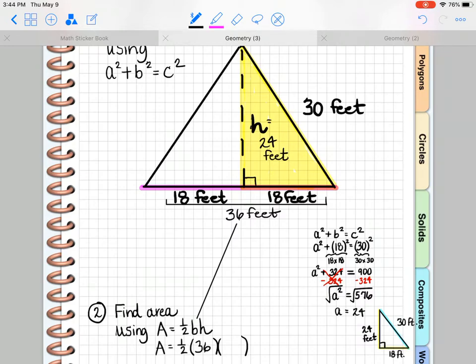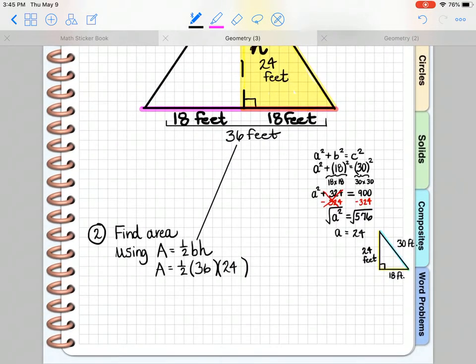The height is what we found. Remember, the height came from that Pythagorean theorem, so that is 24. Let your calculator do the rest of it. 1/2 times 36 times 24 equals 432. And I'm going to check that one time. 1/2 times 36 times 24 equals 432 square feet. This time we know the unit, so let's go ahead and put that unit in.